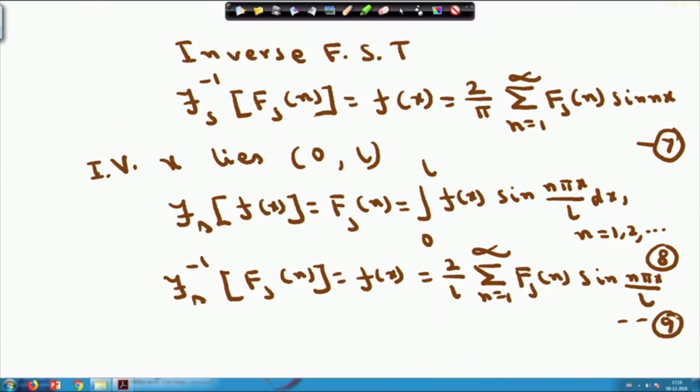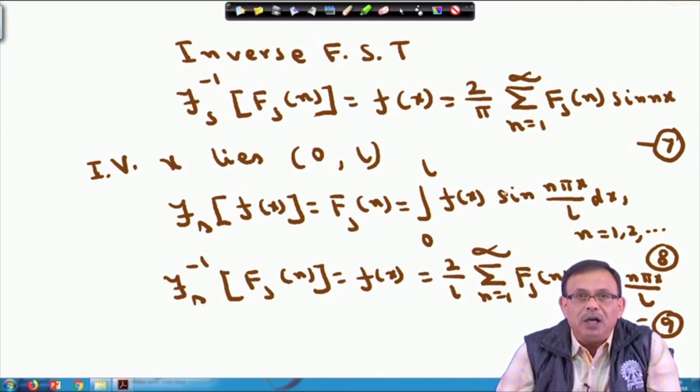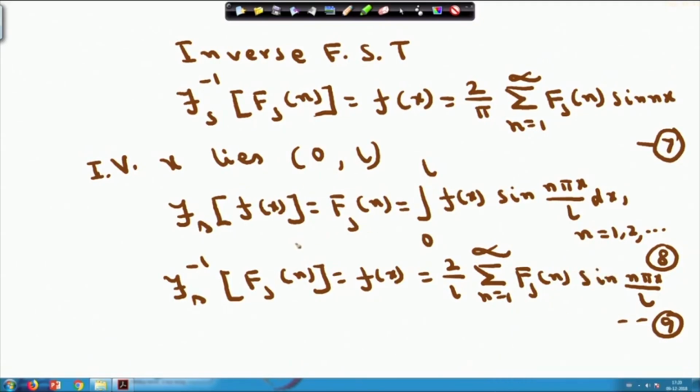So, please note this one: for the inverse Fourier sine transform, the Fourier sine inverse is 2 by pi summation n equals 1 to infinity f_s(n) into sin(n pi x), and whatever we have defined, that is for 0 to pi. If x lies in 0 to pi, but x may lie in some interval 0 to a. So, whenever x lies in 0 to L, in that case the Fourier sine transform of f(x) will be integral 0 to L f(x) sin(n pi x by L) dx, n varies from 1 to infinity, and the Fourier sine inverse of f_s(n) equals f(x).